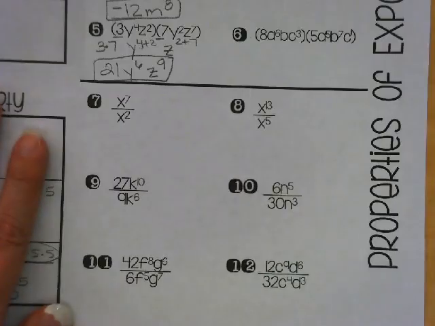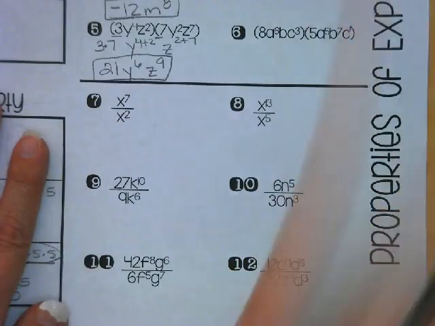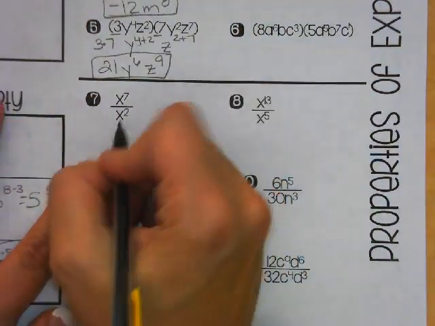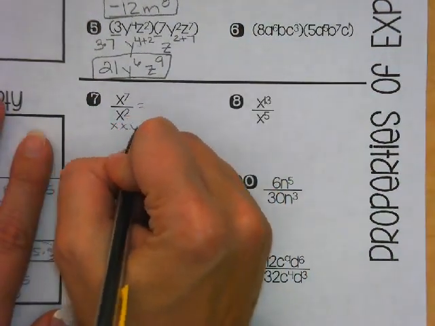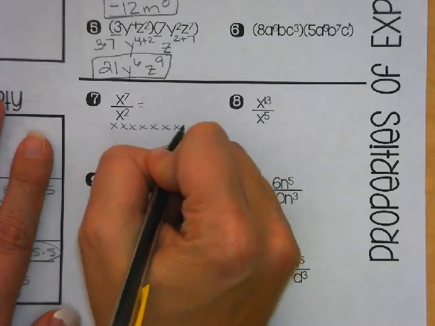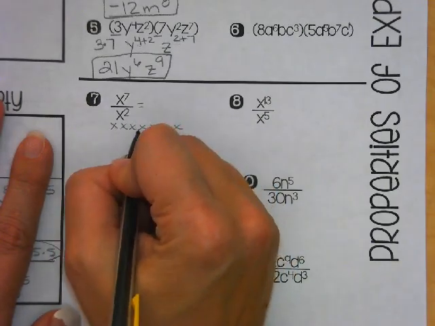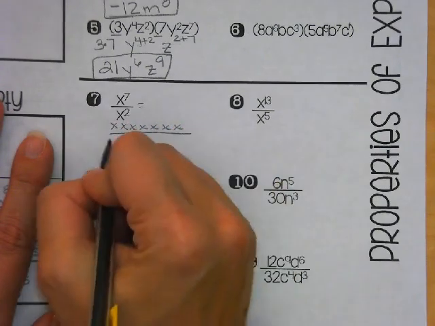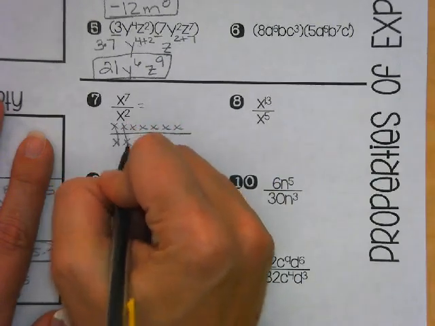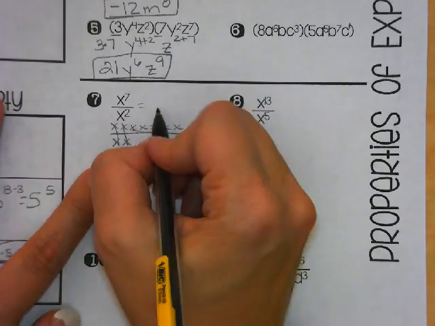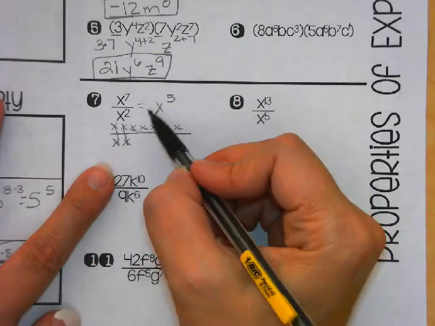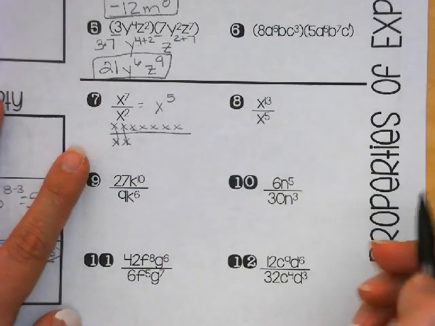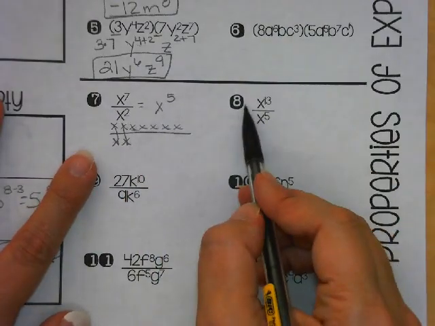Let's have a little glance here at the division. So same concept, right? 1, 2, 3, 4, 5, 6. 1, 2, 3, 4, 5. 1, 2, 3, 4, 5, 6, 7. Okay, I did have them all. And 2, right? So I have 1, 2, 3, 4, 5. Or I could use the rule and say 7 minus 2 is 5. I do want you to try number 8.